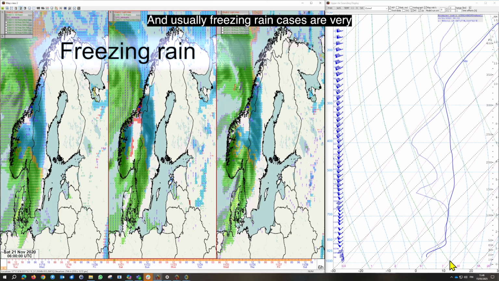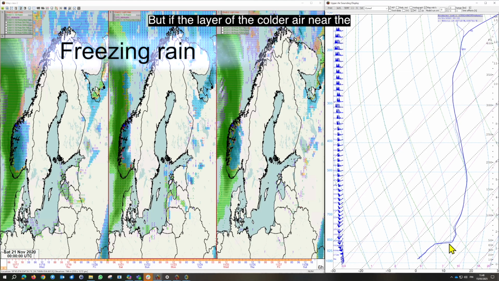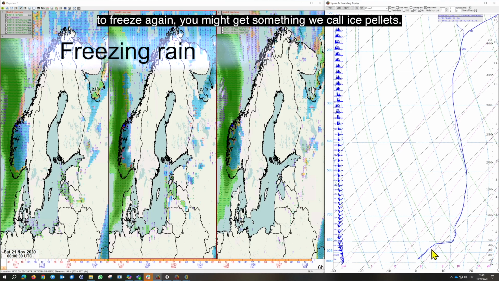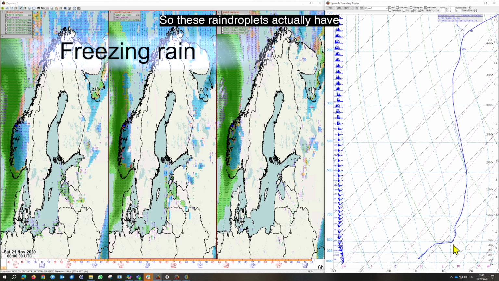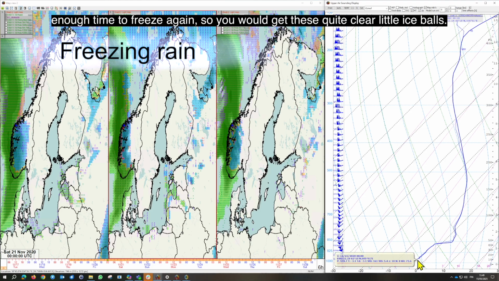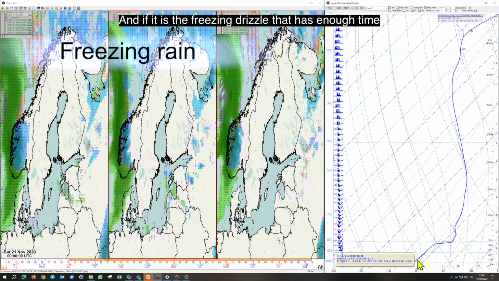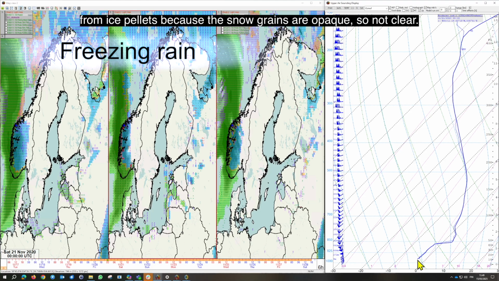And usually freezing rain cases are very bad because they have a lot of consequences for aviation as well as for traffic overall. But if the layer of the colder air near the surface is thick enough for these melted snowflakes to freeze again, you might get something we call ice pellets. So these raindrops actually have enough time to freeze again, so you would get these quite clear little ice balls. And if it's the freezing drizzle that has enough time to freeze, that precipitation form you would call snow grains. And these snow grains appear a little bit different from ice pellets because snow grains are opaque, so not clear.